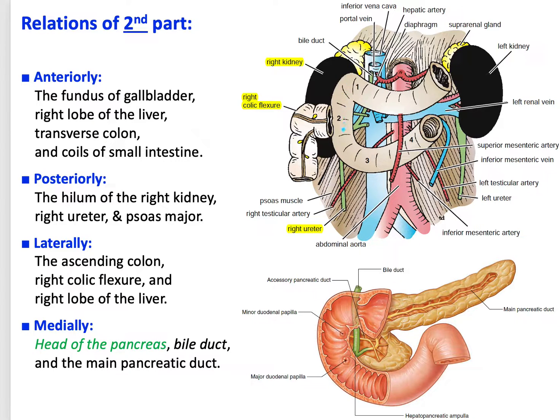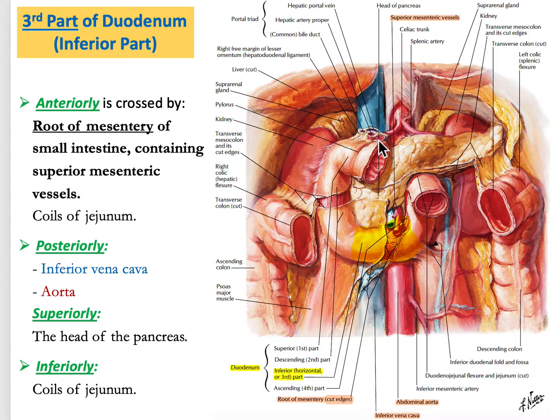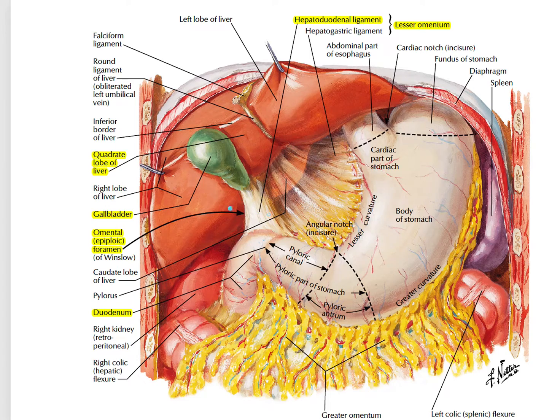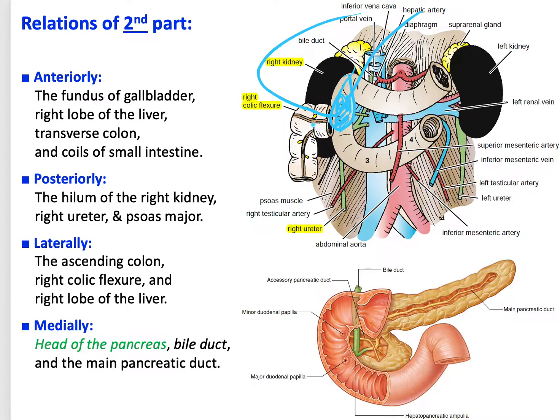Now, what's the relation of the second part? Well, guys, anteriorly here, you will find the fundus of the gallbladder and the right lobe of the liver. So yes, this is the second part. You also have the transverse colon, you see, it passes here. All of these structures, in addition to some coils of small intestine, are located anterior to the second part, the descending part, I mean.